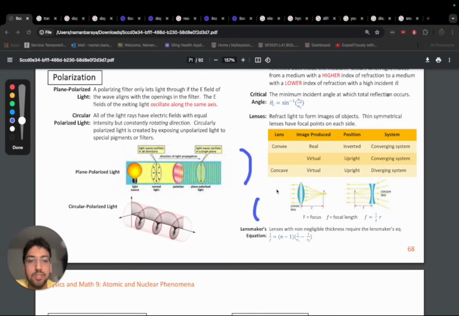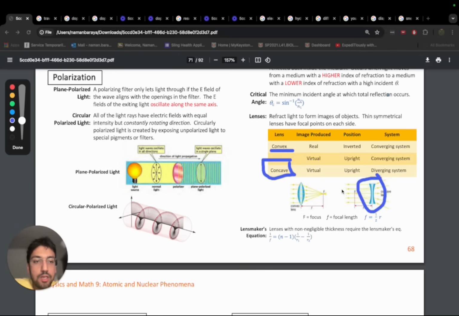Okay, lenses are things that light goes through, whereas mirrors are things that light reflects off of. So lenses refract light to form images of objects. And then we have thin symmetrical lenses, which have focal points on each side. So let's start with concave because those are easier. So this is a concave. And if we send light into this, then it's going to go outward, right? Which kind of makes sense. It's a cave, so it's going to go outward.